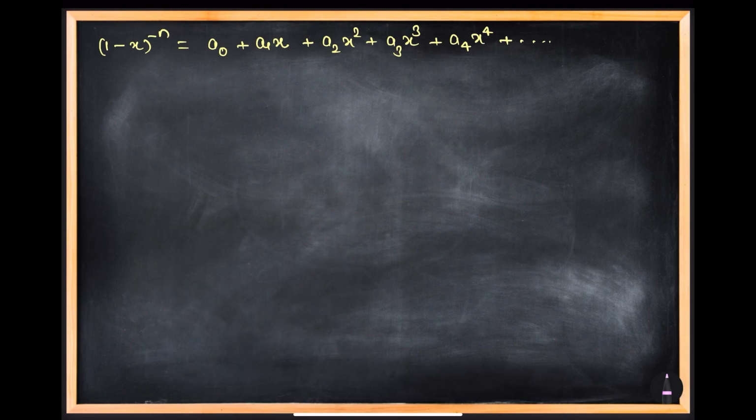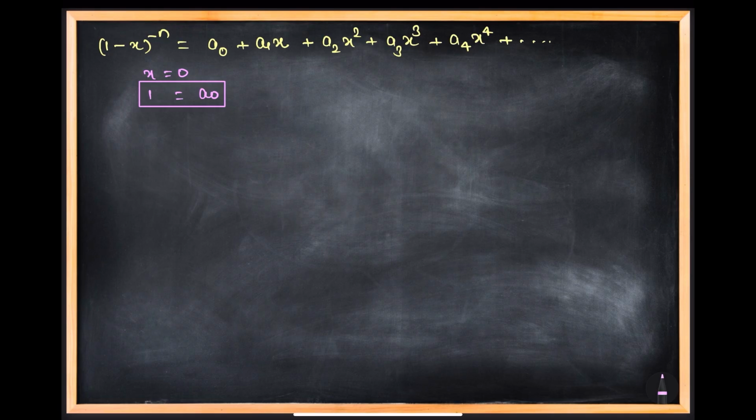Suppose that you wish to find the value of a naught. So how will we manage this situation? Try to understand this part. What I will do, I will put x equals to 0. Okay, so if I put x equals to 0, we will have 1 equals to a naught. So we got our a naught done. Okay, means as we find a1, a2, a3 and so on, we will try to establish some relationship.